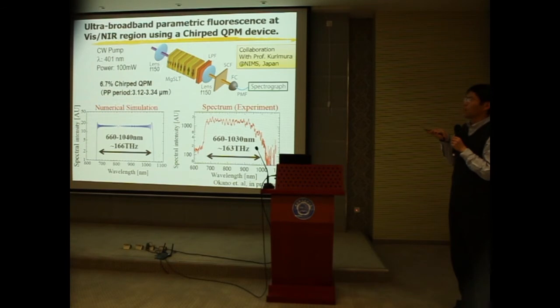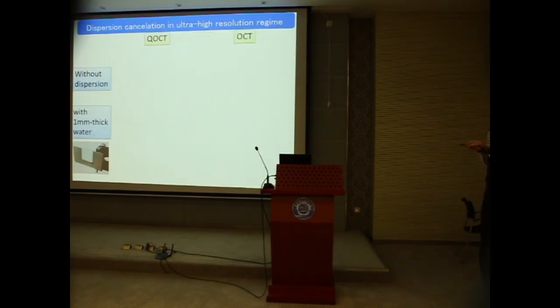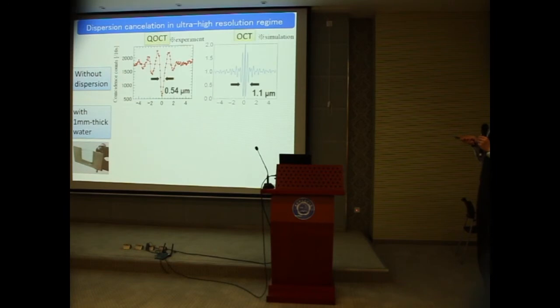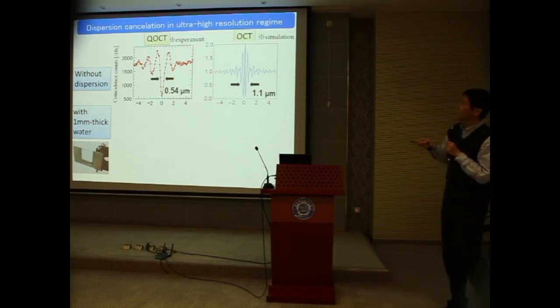And then we performed a similar experiment using this ultra broadband parametric fluorescence in visible wavelengths. And these are brand new results. In the case of QOCT, this is experimental data. We observed 0.54 micron resolution. And this is just a simulation of OCT. In this case, the resolution is maybe 1.1 micron. The enhancement factor is almost 2 because the shape of the spectrum is almost rectangular. And this is the case when we inserted 1 millimeter thick water.